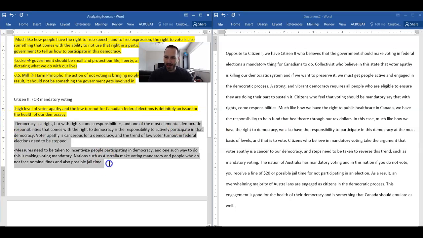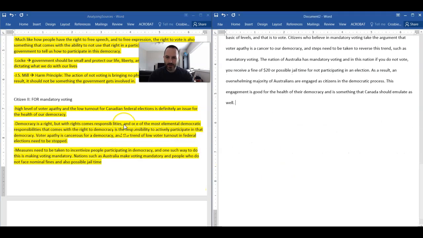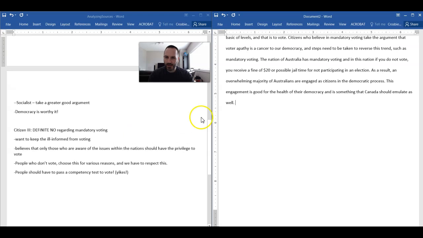So we got this, apathy, cancer, all this stuff. And yeah, this socialist, I'll say this, collectivist, people with collectivist, socialist opinions, such as this, believe that mandatory voting can be explained as something for the greater good of the nation.